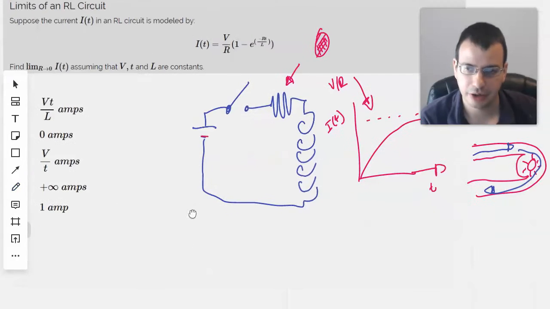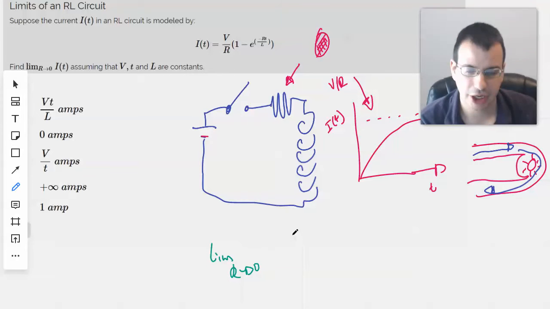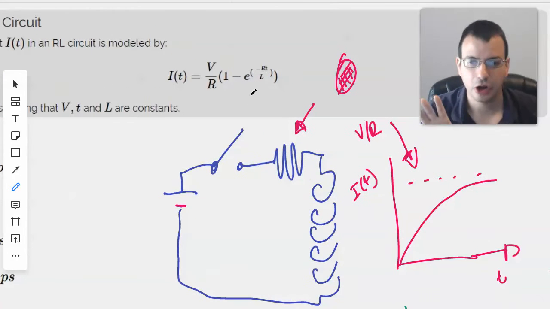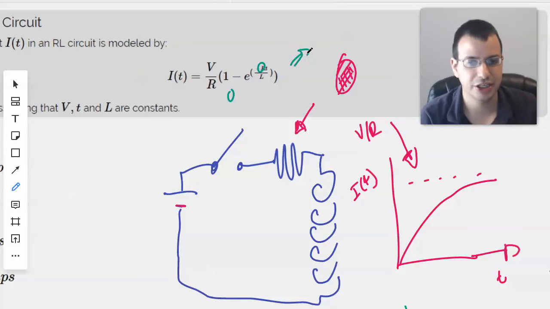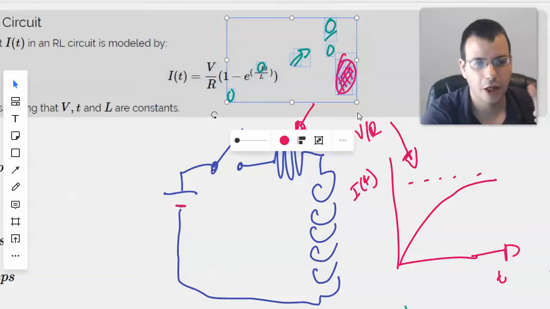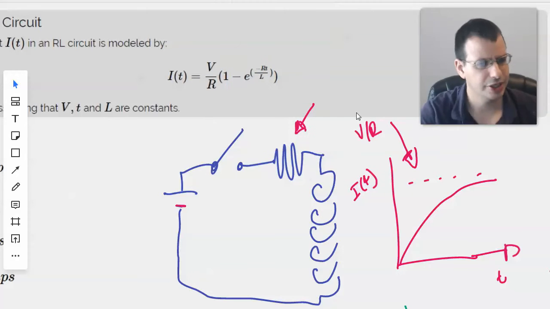So we take the formula, take what they're given, and we do the limit as R approaches 0. I'll rewrite this a little bit: V minus V e to the negative RT over L, all over R. So we look at this and we first see that when R goes to 0, we have 1 minus e to the 0 over 0, and that gives us the indeterminate form 0 over 0. What we think of when we see that is L'Hopital's rule, because that's pretty much what you do every time you get an indeterminate form, either 0 over 0 or infinity over infinity.